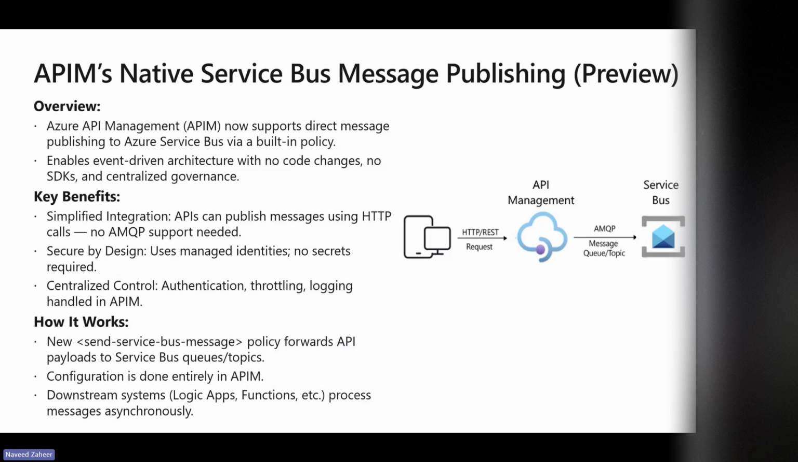What you need to do is create a managed identity for your API management instance. Second, you need to give that managed identity service bus sender access to the queue or the topics. Once you have done that, you should be able to use that policy. This is called the send service bus message policy. It's going to take whatever the content of the message is and send it to the service bus queue or topic. You can do both.